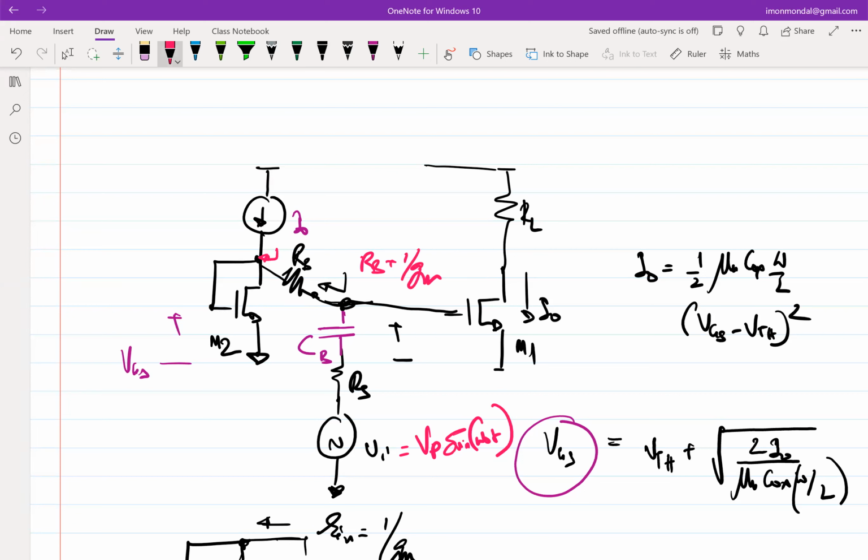Now RB is in your control. You are putting it, so you can make RB as high as you want. Once you do, as long as RB plus 1 over GM is much greater than RS, our loading is not a problem. Make sense? So this is one configuration of a common source amplifier where you make GM independent of threshold voltage variations.